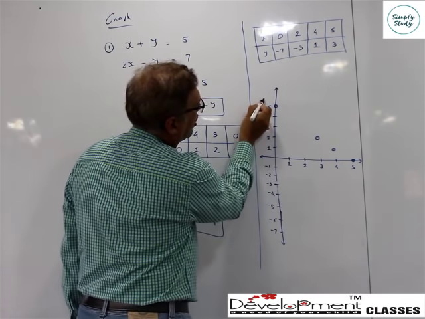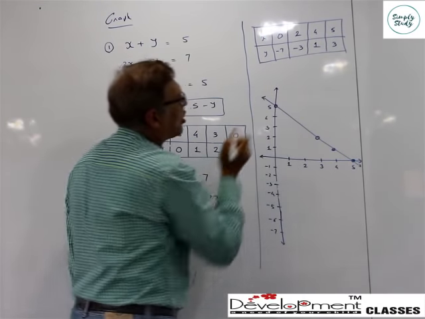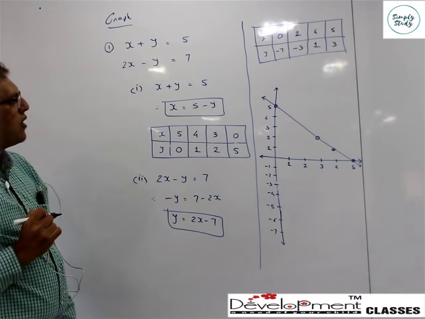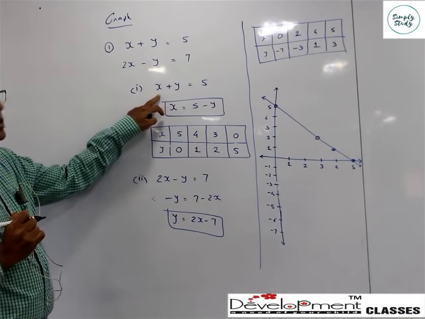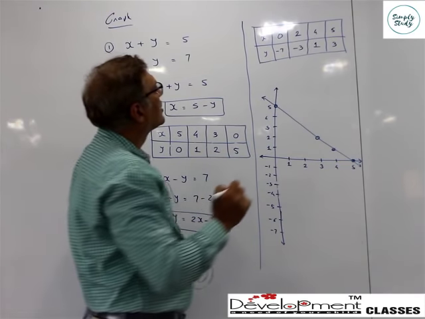Now connect all these points with the help of the scale. So you will get a line. That's why it is called a linear equation. So the first line is representing the equation x plus y is equal to 5. Now let us try to plot the second one.